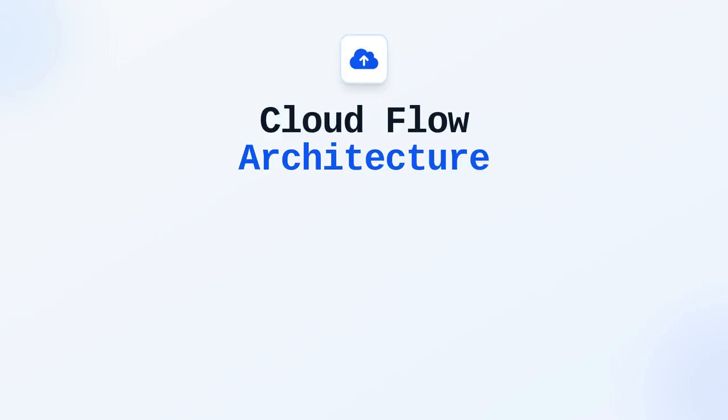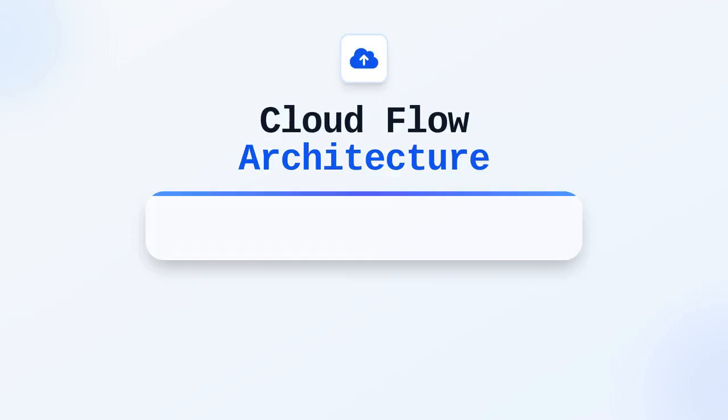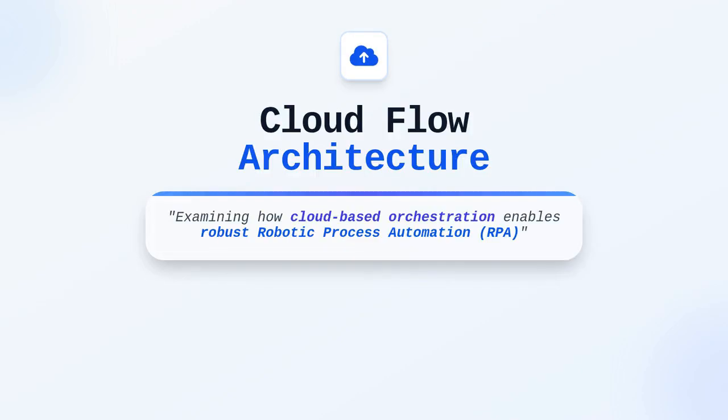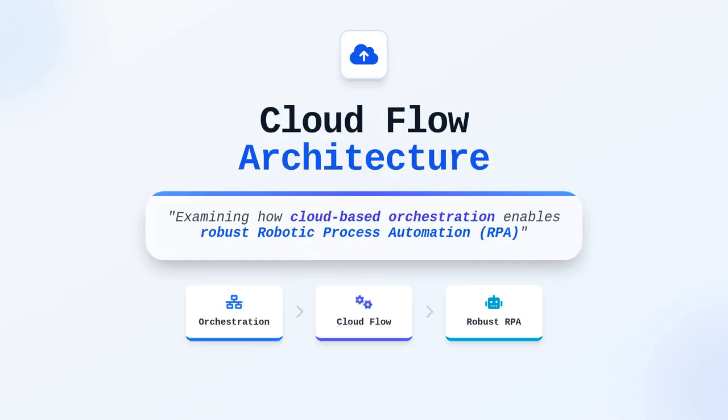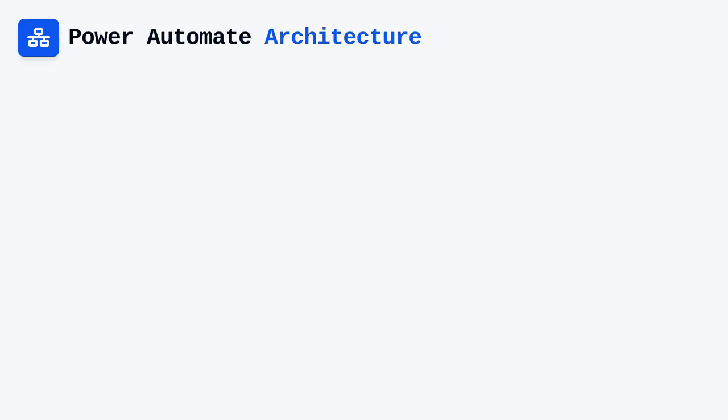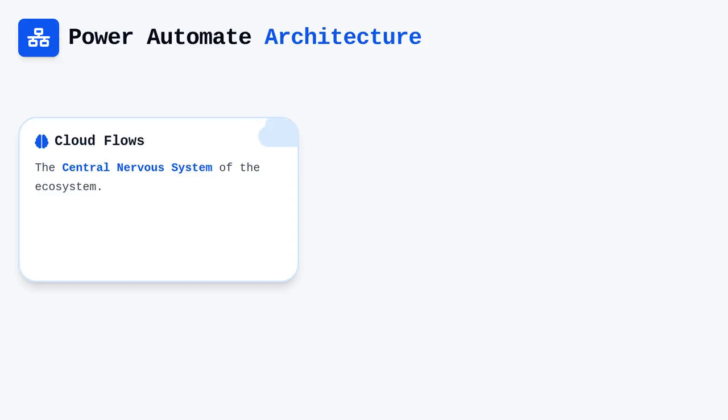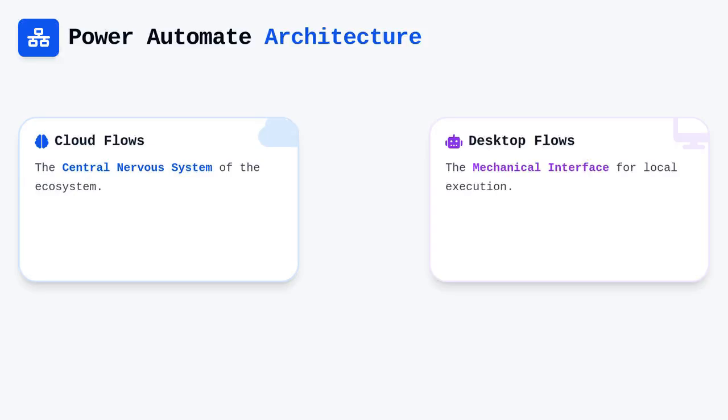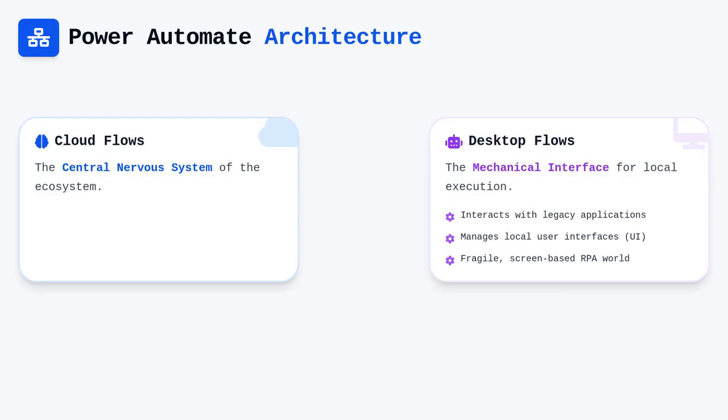Welcome to this chapter on Cloudflow architecture, where we will examine how cloud-based orchestration enables robust robotic process automation. When we discuss the architecture of Power Automate, it is helpful to view Cloudflows as the sophisticated central nervous system of your automation ecosystem. While desktop flows handle the mechanical interaction with legacy applications and local user interfaces, Cloudflows operate in the background as the primary orchestrators.